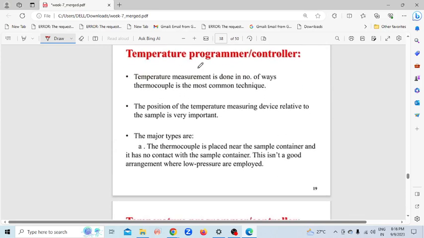The temperature programmer controller has already been discussed. You need a controlled rise of temperature, that's why you need a controller. To measure temperature, we use a thermocouple. The position of the temperature measuring device relative to the sample is very important. How you provide the thermocouple in the furnace is very important. So the major types are how you can place it.